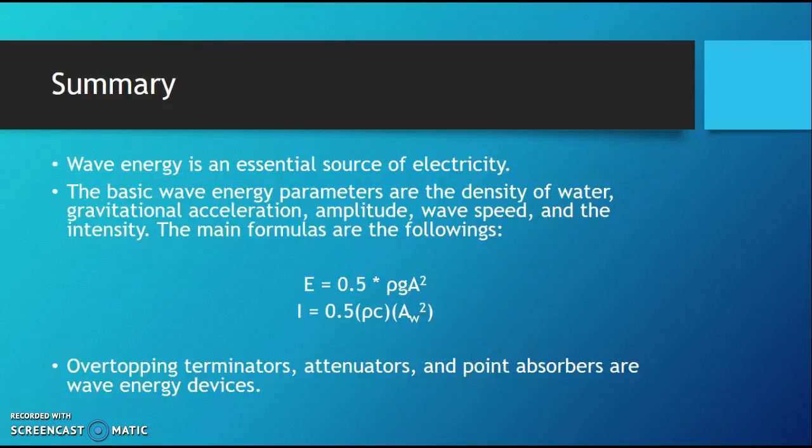Summarizing the key points of my presentation, wave energy is an essential source of electricity in today's world. The basic wave energy parameters are the density of water, gravitational acceleration, amplitude, wave speed, and the intensity, and the main formulas are the following. Overtopping terminators, attenuators, and point absorbers are the examples of wave energy devices used by people.